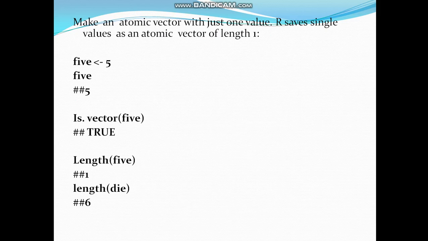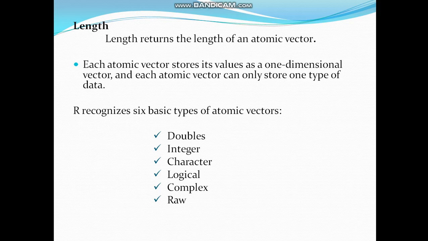Length of five returns the output value 1. We can check the length of die, which has 6 values. So the length of die returns 6. Length returns the length of an atomic vector.